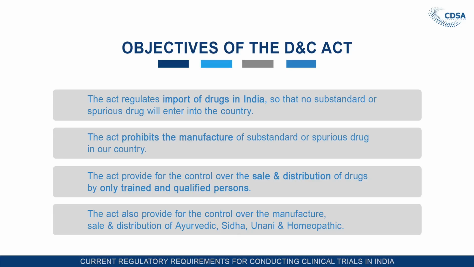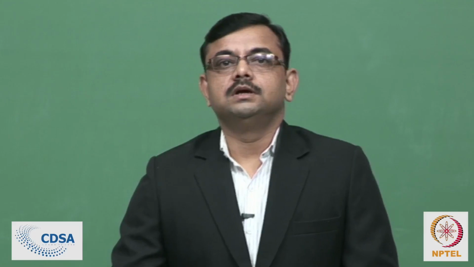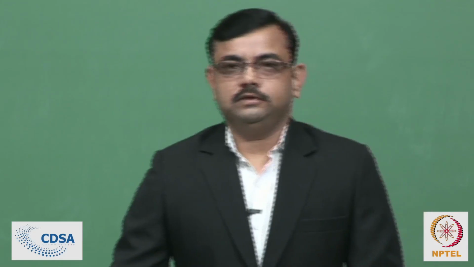The act also provides for the control over the manufacture, sale and distribution of some other types of drugs, that is what we call traditional drugs: Ayurvedic, Siddha, Unani and homeopathic drugs. So presently we are not regulating the sale of Ayurvedic drugs, but we are regulating the manufacturing of these Ayurvedic drugs. However, for the sale of homeopathic drugs, a license is required.